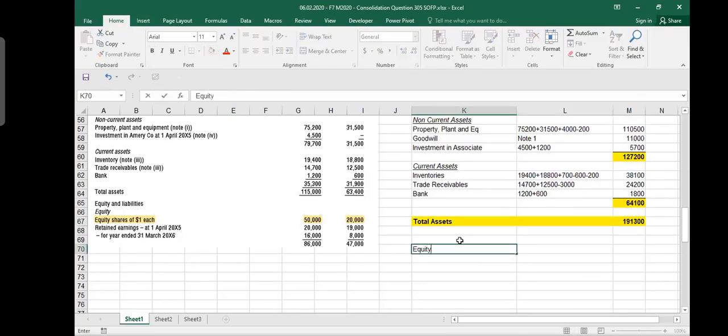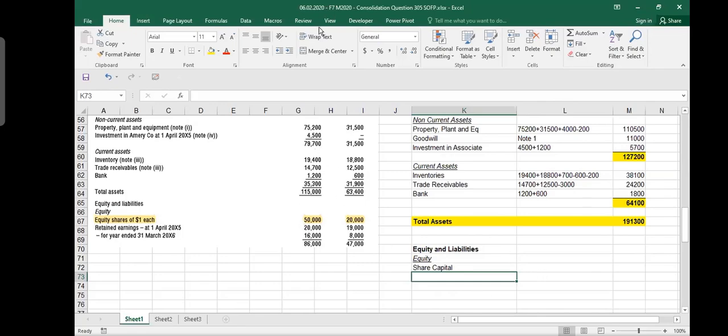Then you have to make equity and liabilities, the other side of the balance sheet. When you make equity and liabilities, the first section is of course always equity. You put equity, and in equity you start with the share capital. Now you should remember that whenever you do consolidation, you only show the share capital of the parent company. Subsidiary company share capital is never shown.